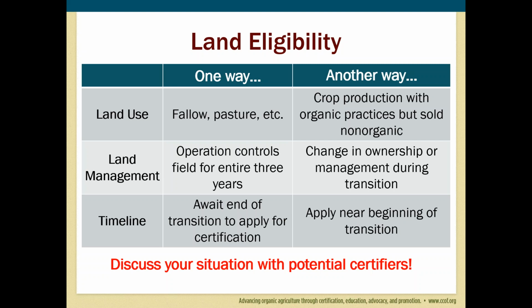This is the play-it-safe approach, because in this scenario, the farmer has the advantage of oversight from the certifier. For example, if he or she is planning to apply any materials during the transition for crop production happening during that time, the certifier can approve and vet those materials. So that's the insurance policy, if you will. Down in red at the bottom: discuss your situation with potential certifiers. I highly recommend that you do this if you feel like you're in a bit of a gray area between some of these scenarios, and there are lots of different ways that we see people approach this.